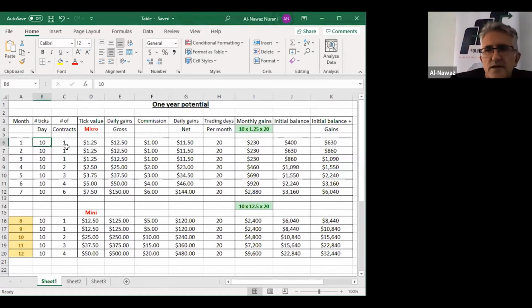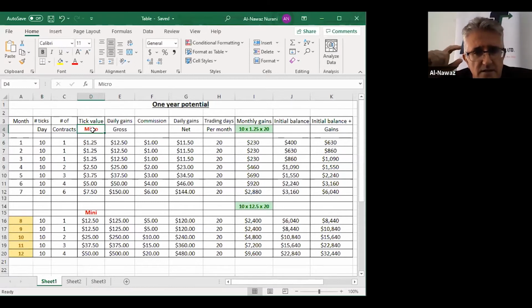And when you are starting, you trade micro contracts. So what is a micro contract? It is a contract size which is 1/10 of a regular contract size. The value per tick of a regular contract, which is called a mini, is $12.50. And the tick value for a micro is only $1.25. So you are making 10 ticks of a micro contract, 10 times 1.25. You are only making $12.50. You take out $1 of commission and you are left with a net amount of $11.50.